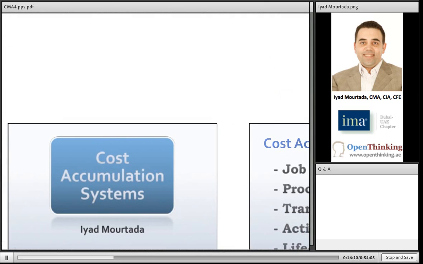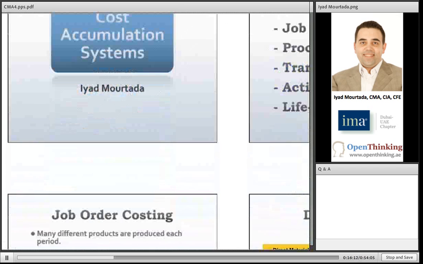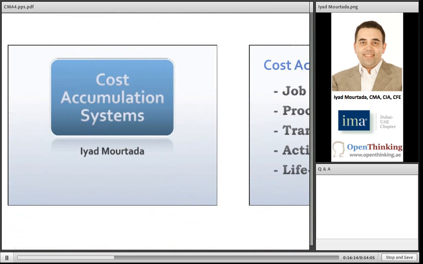So now let's go over cost accumulation. First we are going to cover cost accumulation, and after that we are going to focus on cost allocation.